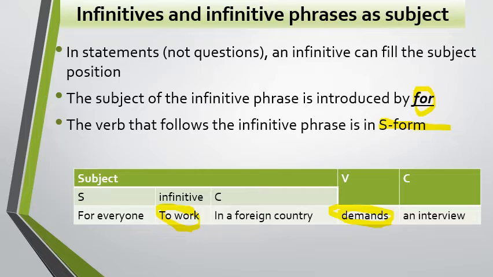Now, if I want to focus on this phrase, for everyone to work in a foreign country, this is the infinitive phrase. And this infinitive phrase has a subject, and as I have just said, this subject is preceded by for. Okay? And this is the complement of the infinitive phrase. As I said, the verb is accompanied by S, the third person singular S. Okay, I hope this is clear.